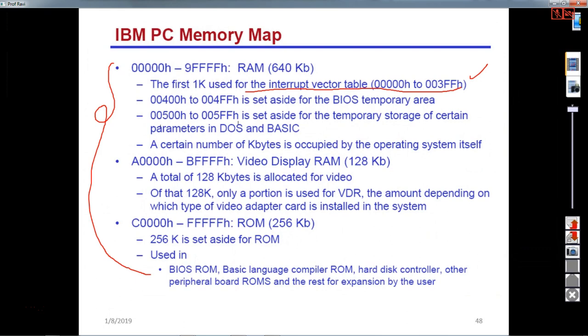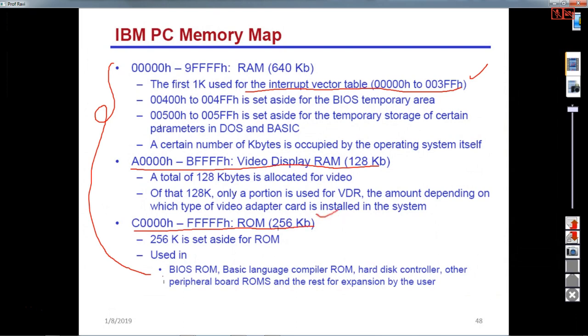005FF is set aside for the temporary storage for certain parameters in DOS and BASIC, and a certain number of kilobytes is occupied by the operating system itself. So now A0000 to BFFFFH is video display RAM, 128 kilobytes, and a total of 128 kilobytes is allocated for video, and C0000 to FFFFFH is used, 256 kilobytes, for ROM.